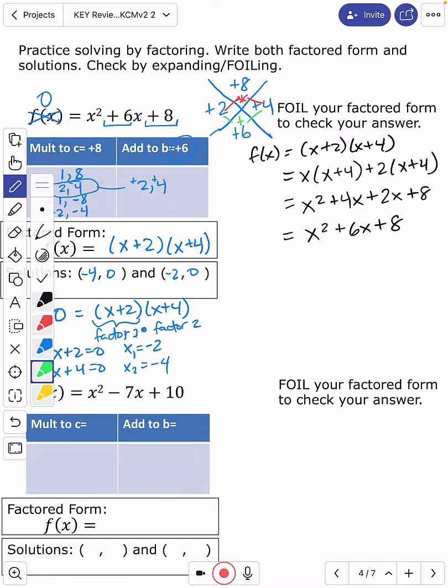And I know this feels like extra time and extra writing, but it's really helpful because it's actually very easy to make mistakes when you factor.